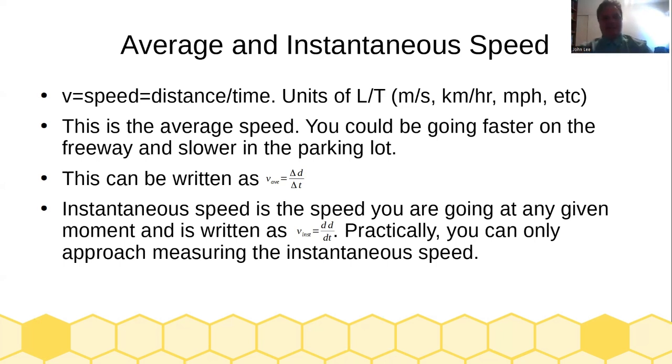So instantaneous speed is the speed you are going at any given moment and is written, as we are going to discuss in the next slide, as v instantaneous equals dd dt, where we were talking about how you had different speeds at different times. So you were going 80 miles per hour or 5 miles per hour or 20 miles per hour, depending on the different times that you were looking at.